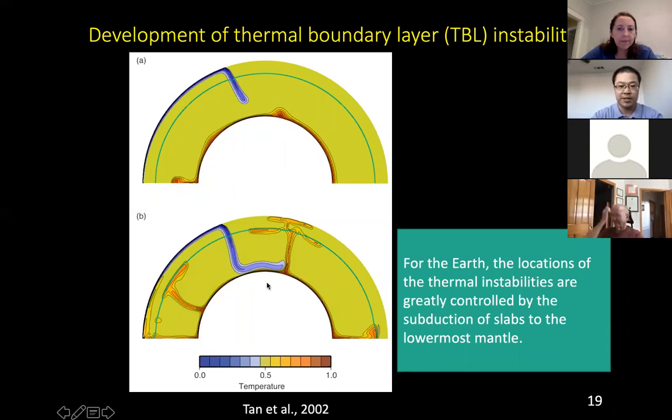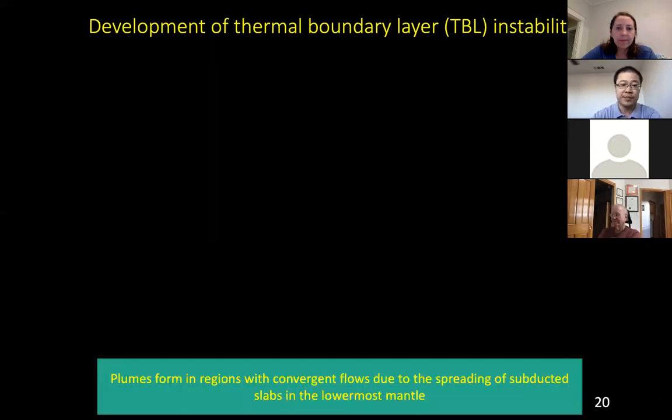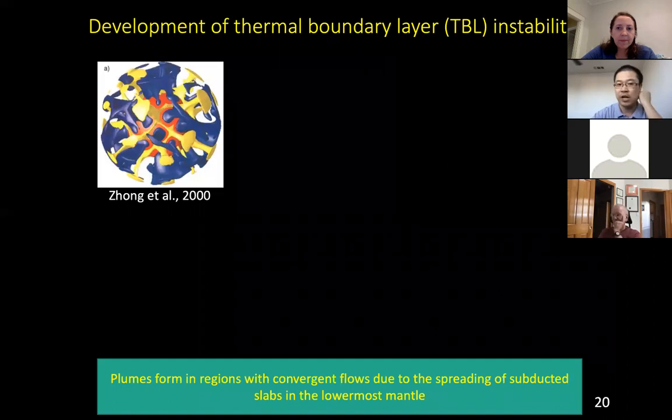And in the figure at the bottom, you will see a mantle plume rises from the core-mantle boundary to beneath the surface. And the mantle plume occurs right at the edges, right outside of the subducted slabs. This is because the location of thermal anomalies is controlled by the subducted slabs. And there are also lots of other studies.